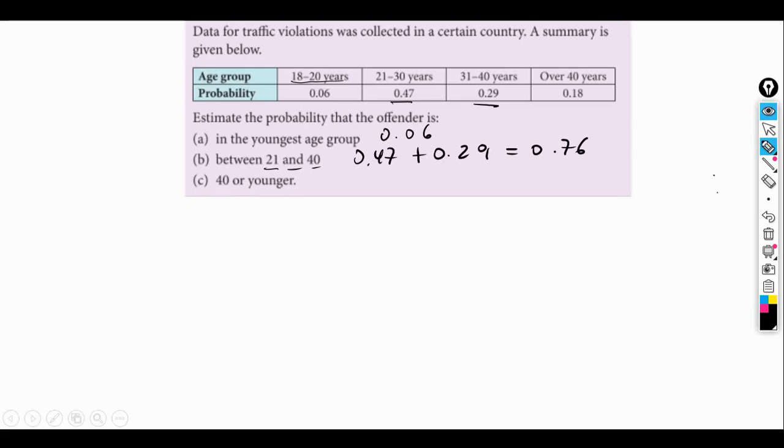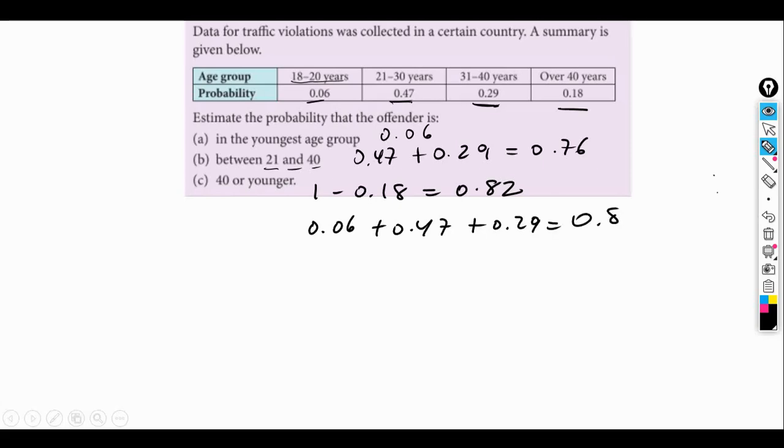And for part C, 40 or younger. So there's two ways to do this. Notice that over 40 is 0.18. So the complement of that would be 1 minus 0.18. And this is obviously going to give us 0.82 or 82%. The other way of doing it is adding the other years from 18 to 20, from 21 to 30, and from 31 to 40. And notice that we would get the same thing. This would be 0.06 plus 0.47 plus 0.29. And if you do the math, that is also going to give you 0.82.